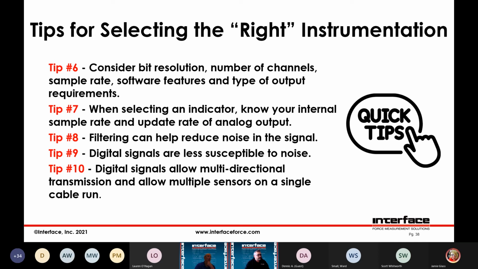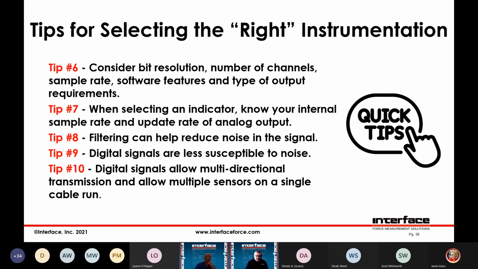Know your internal sample rate requirements. So again, we sell indicators with 5 samples a second, and then as Keith mentioned, we go to 48K samples a second. So understand what speed you need, make sure that you select that. We have a great group of people here, our application engineers, that can help you select the right one.